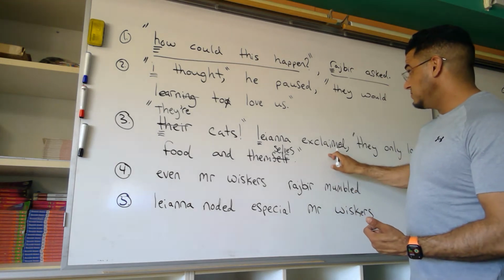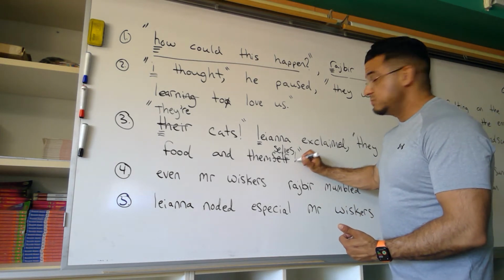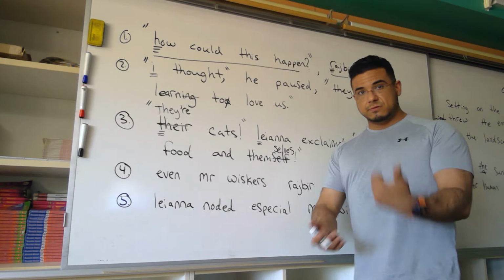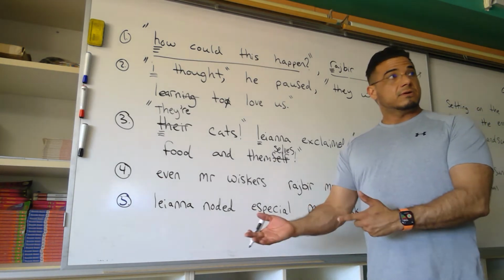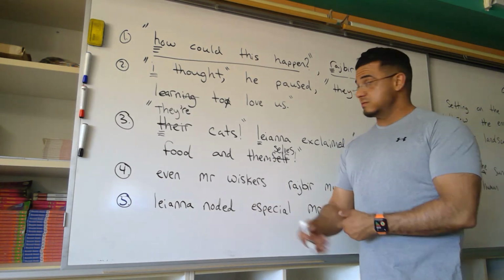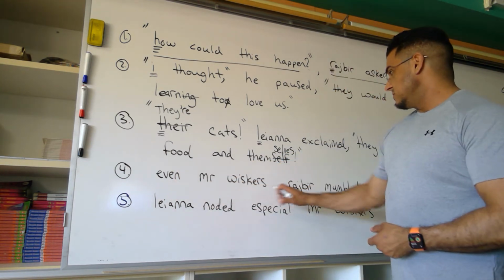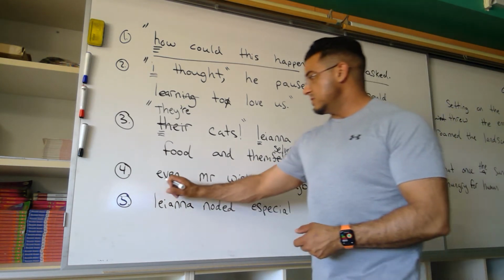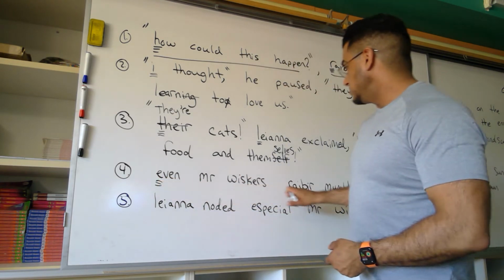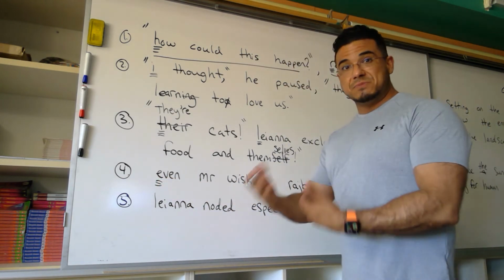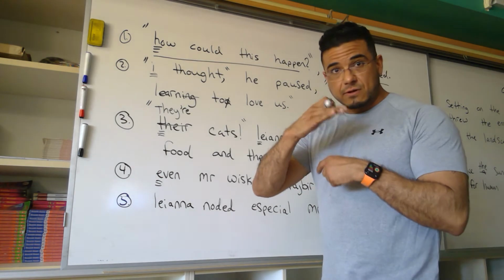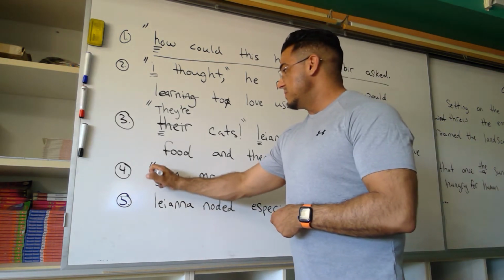Or if you want to continue it, of course, you could say, well, perhaps she was also exclaiming it. That's just kind of up to your interpretation. So either a period or an exclamation mark would suit the sentence just fine. Sentence number 4, even Mr. Whiskers, Rajbir mumbled. So again, begin with a capital. It looks like Rajbir is mumbling something, which means he's stating it, just very quietly. So I'm going to go ahead and open up quotation marks.